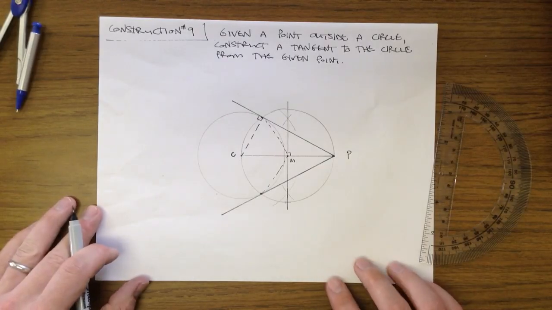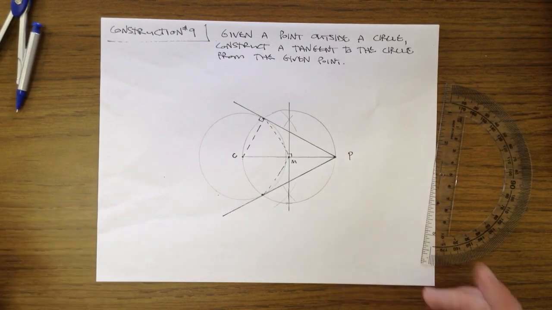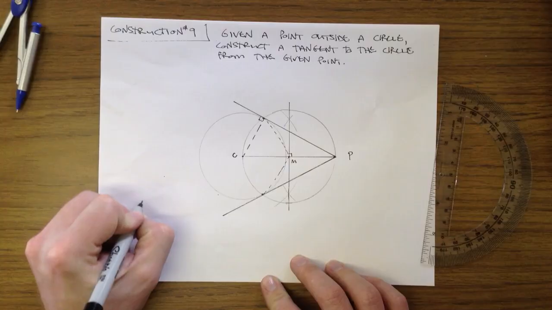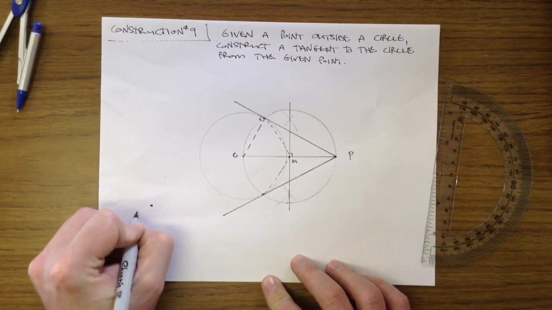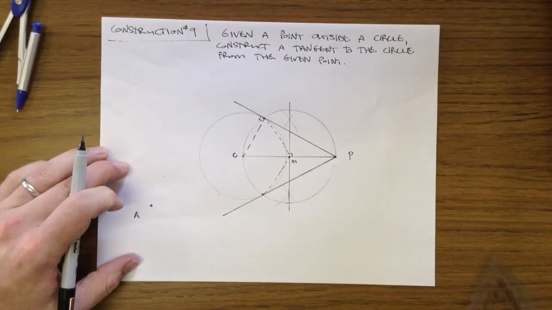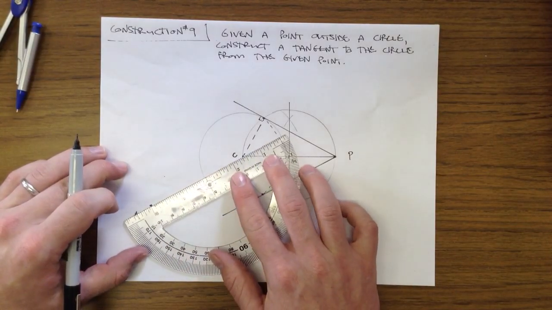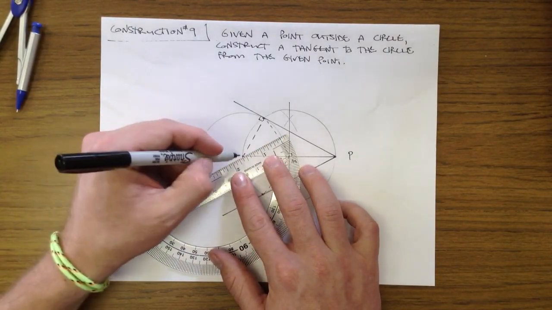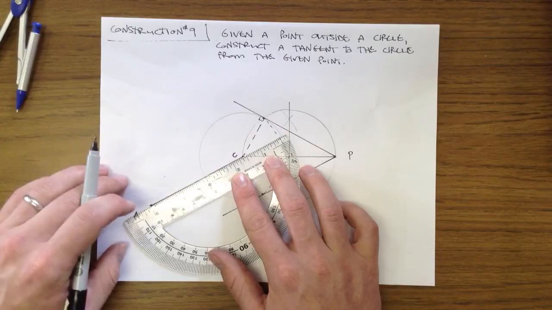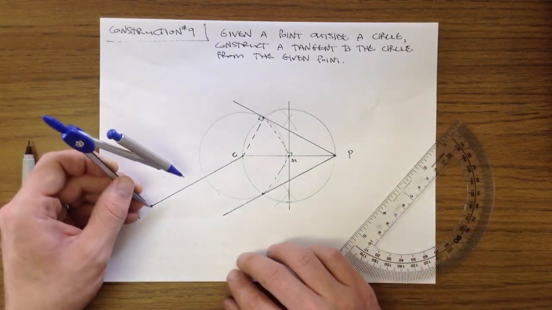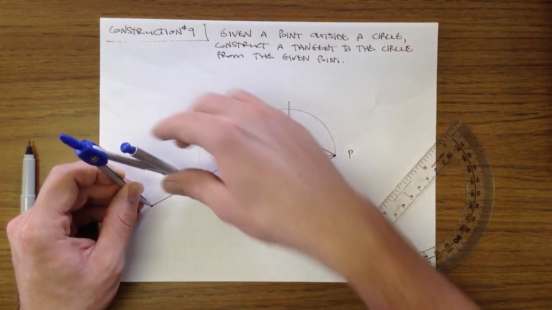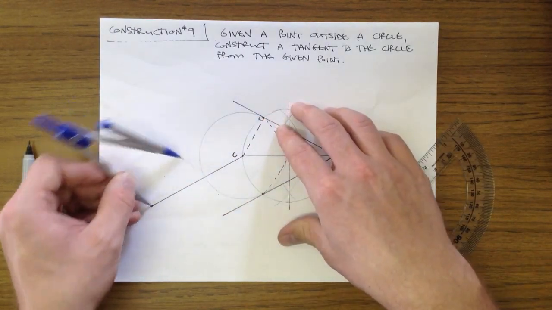So again, I'll do this really quickly and kind of talk through it as I go. If you've got some point, I'll put the point over here. Call this point A. The first thing you do is you connect your center to the point outside the circle. So we're going to draw the segment connecting AC. Then we want to draw the perpendicular bisector of our newly drawn segment.